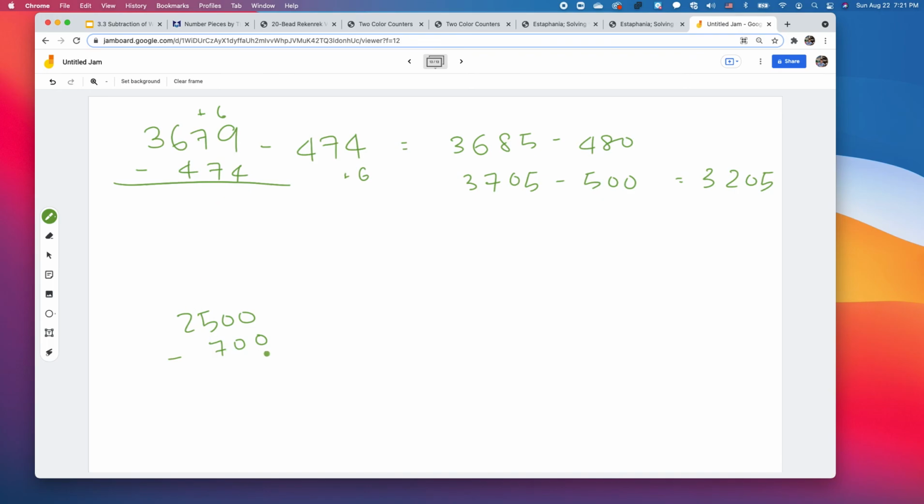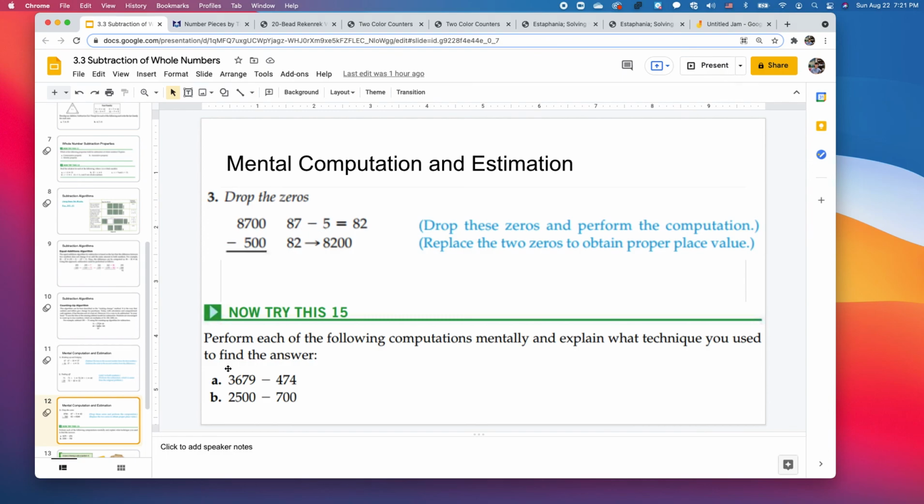How about you? How about this one? The easiest is, I think, dropping zeros down. So 2,500 minus 700 is 25 hundreds minus 7 hundreds. So I can say that is 18 hundreds, what, 1,800? Okay. So that's mental computation.